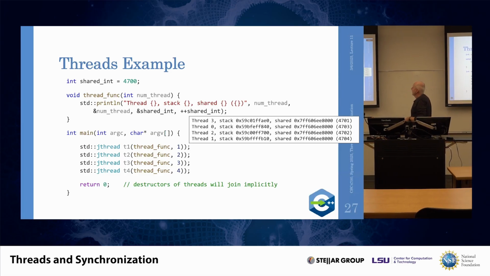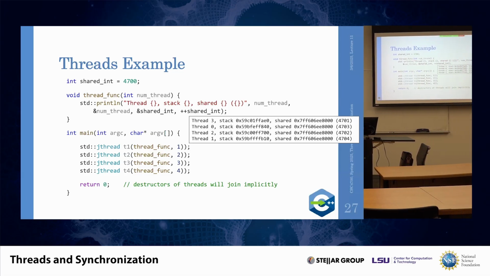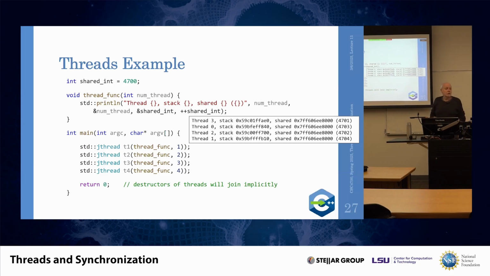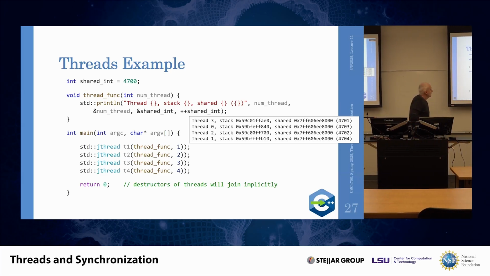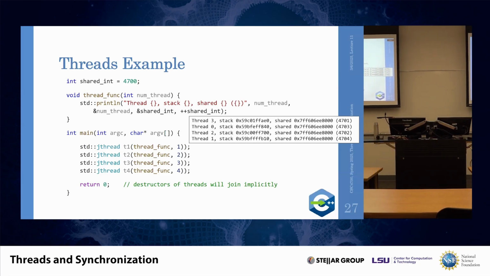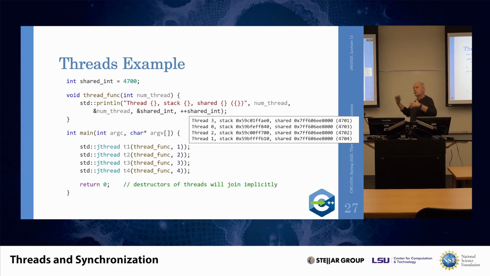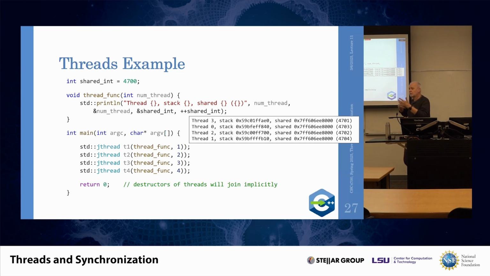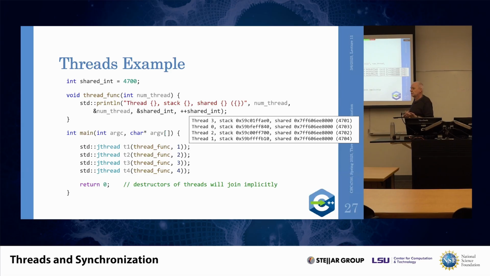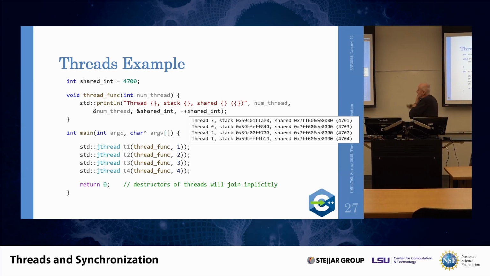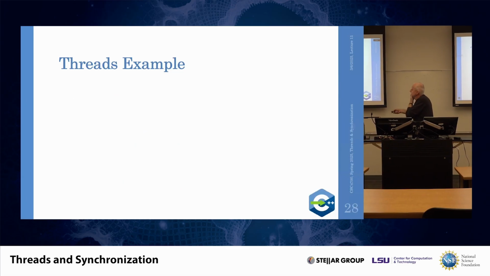Okay. Interesting to note is that in this case, thread 3 actually prints 4701. And thread 0 prints 4703. So as you can see, there's no relation between the execution of these threads because they are randomly being scheduled by the operating system in random order. So anything can happen. So let's answer some questions about that.